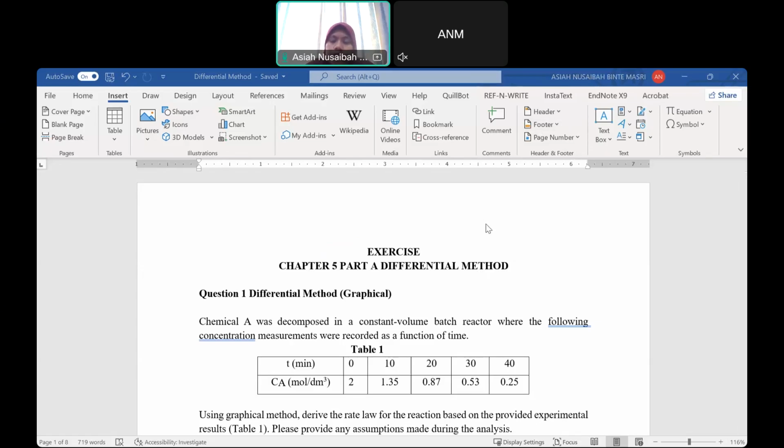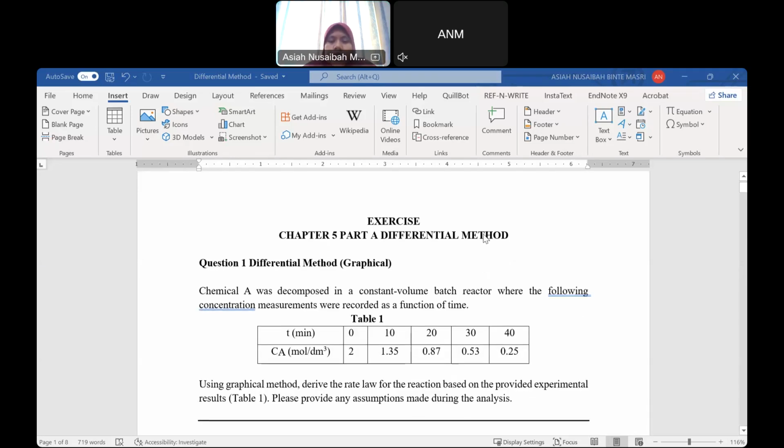So today we are going to practice for chapter 5, part A, which is differential method. Remember again, in differential method, basically there are two methods under it. The first one would be graphical and the second one would be numerical method. So both are differential method.